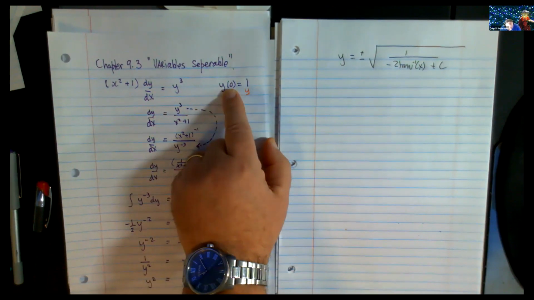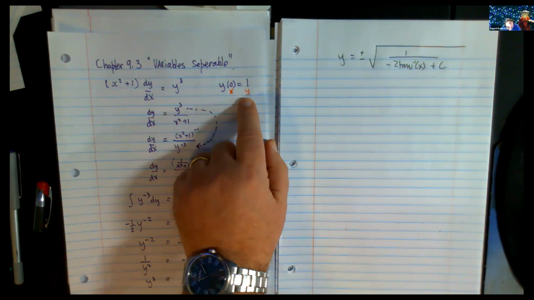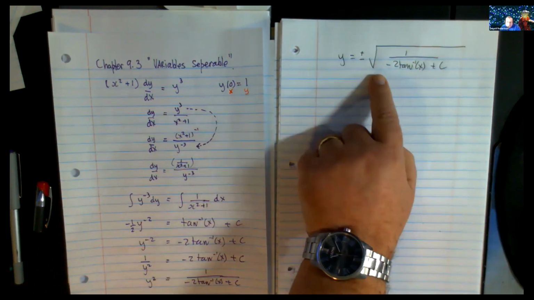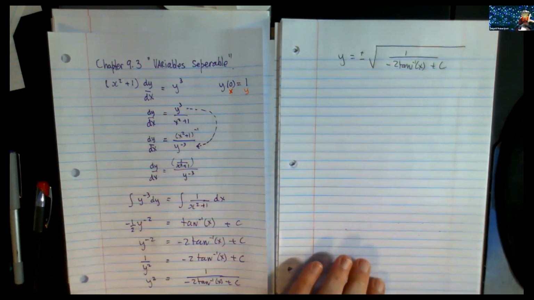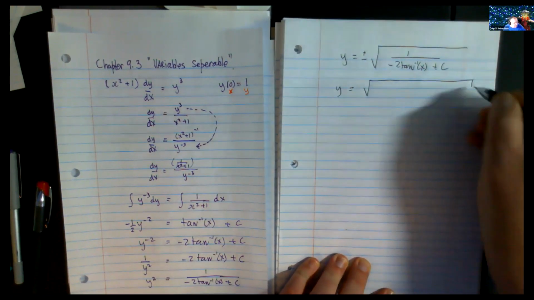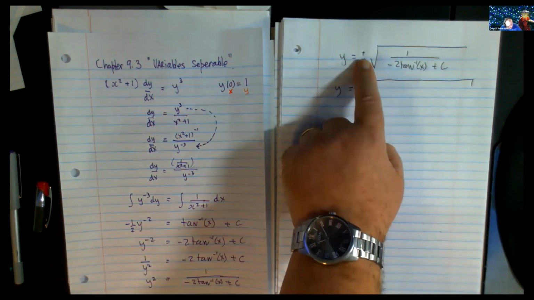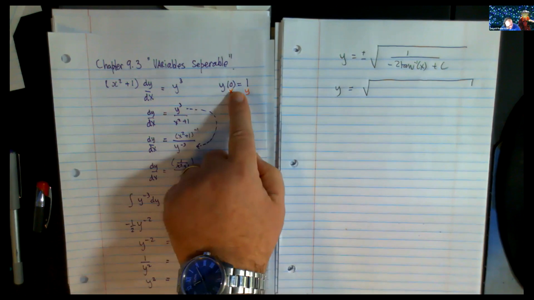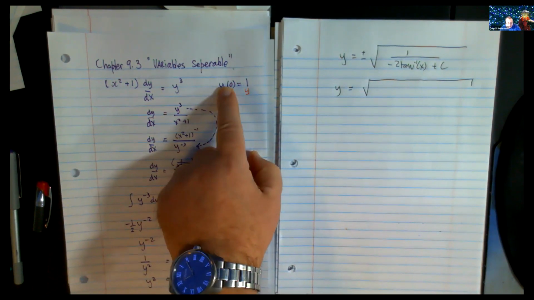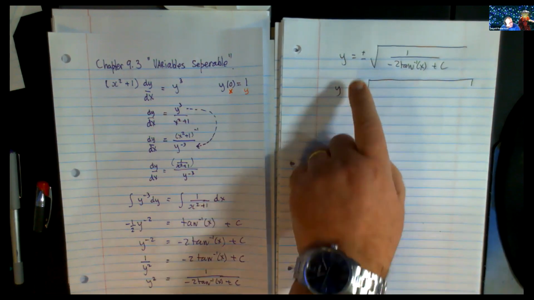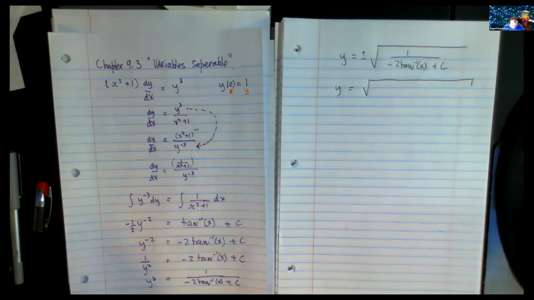Since y of 0 is 1, does it not make y positive 1? And since it's positive 1, won't we only be able to use the positive square root? So I already know, without doing too much work, that it's the positive square root that's going to work. If this had said y of 0 equals negative 1, then I'd be using the negative square root. So we get that for free.